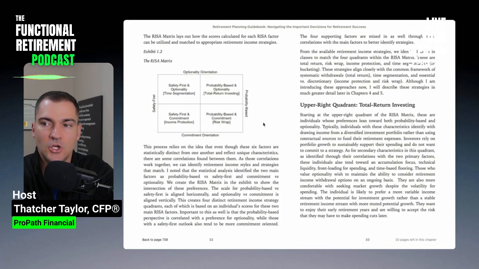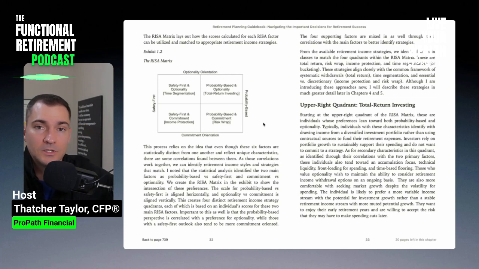This is a very good matrix to understand how to decide how to invest. So for example, if you're really safety first and you're commitment based, you're going low risk, you're going most likely bonds and annuities or guaranteed annuities. If you're probability based and you want options and flexibility in retirement, you're going to go all investments. You're going to use some sort of ETFs, mutual funds, stocks, or other investment types to be able to build out your investment portfolio for your retirement.